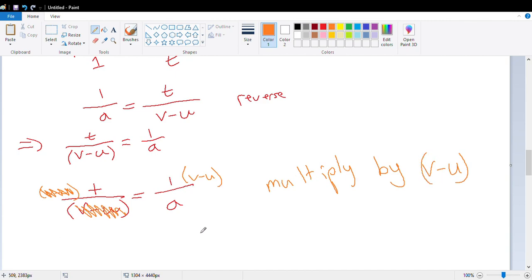And just write what's left over. That should be my answer. T divided by 1, so nothing, so I'll just leave it at t. 1 times v minus u. One lot of something is just one lot of it, so I don't even really need to write the 1 out either. And I now have a formula that will find t if I know the change in speed and I know what the acceleration is.